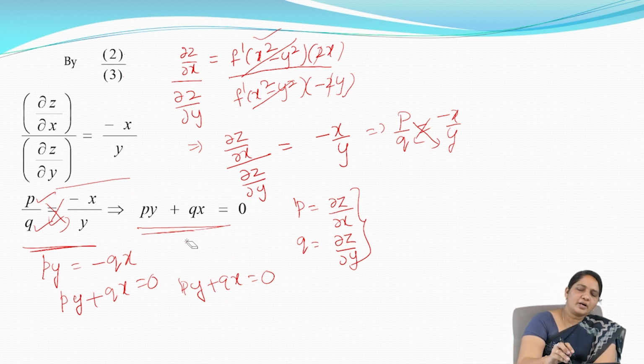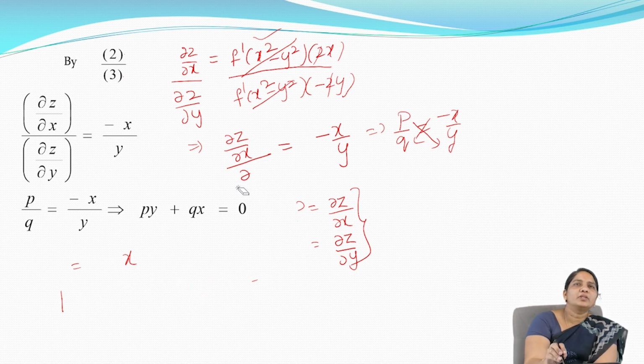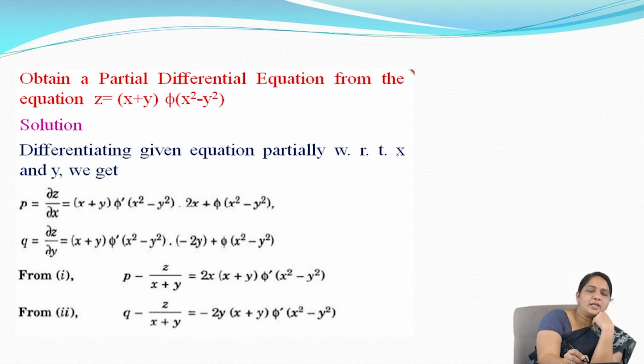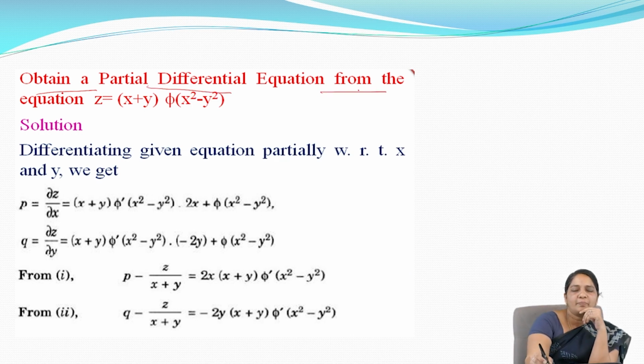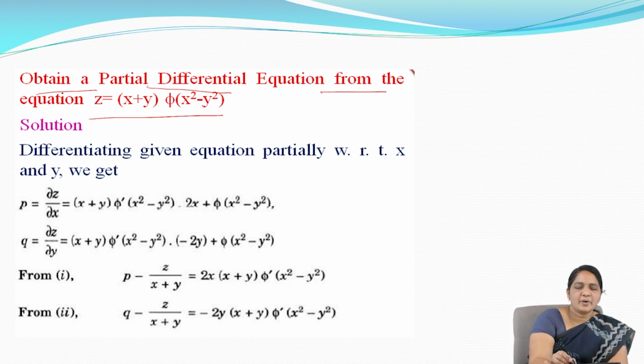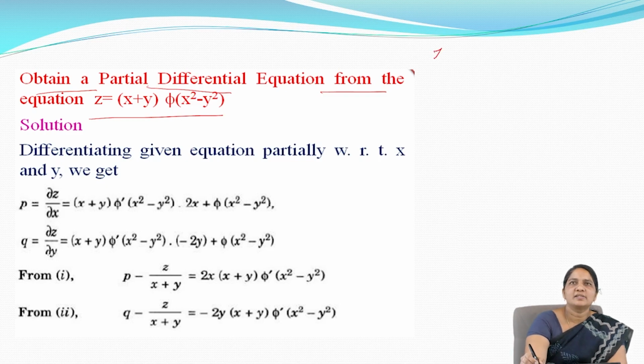To get a better understanding about formation of PDE by eliminating arbitrary functions, I am going with one more example here. Please observe. Obtain a partial differential equation from the equation z equal to (x plus y) into phi of (x square minus y square). So the given equation is z equal to (x plus y) phi of (x square minus y square).